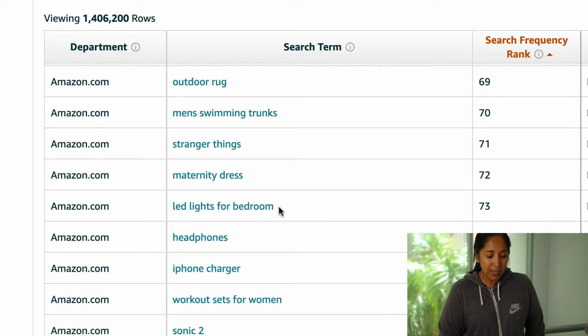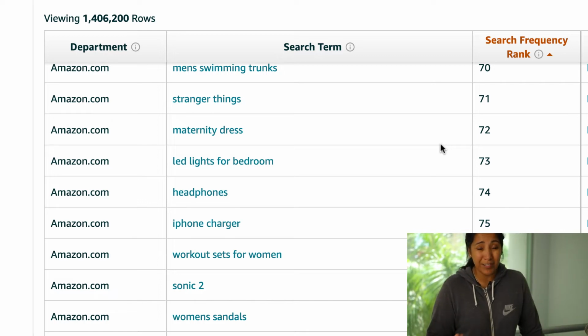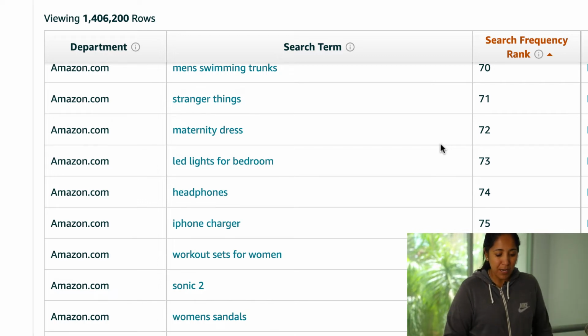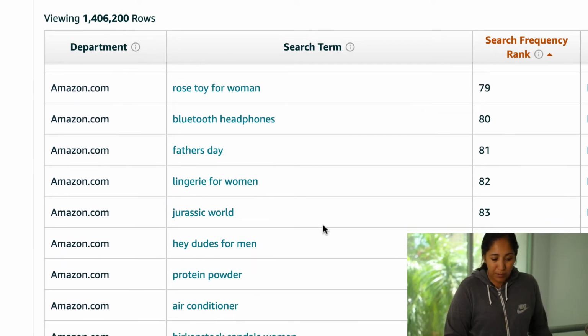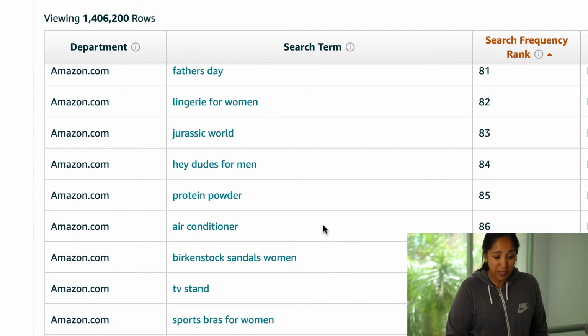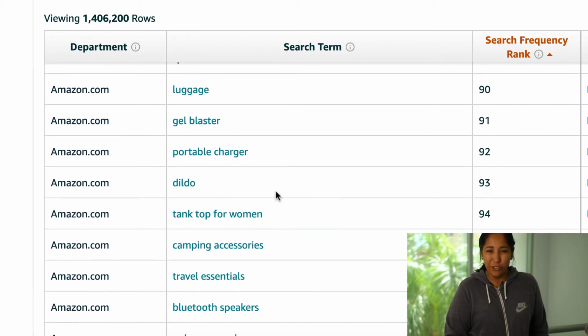And obviously you want to execute this in search frequency ranks much higher than this. You don't want to go for the low search frequency ranks. When you go for the low ones, you're going to get quite competitive terms, and it's going to be a pain to rank. Here's lingerie for women. That's certainly probably evergreen. And luggage is evergreen, as are dildos. That's always what females are searching, we've learned.